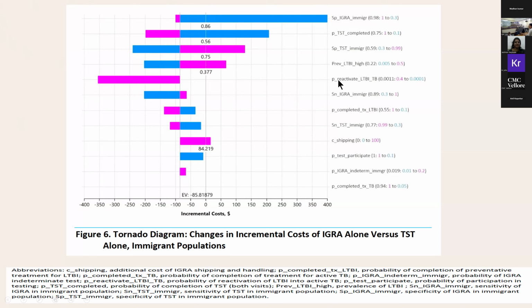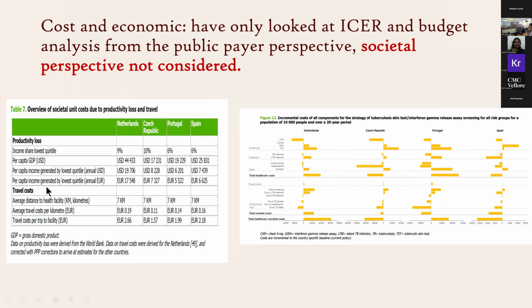One other thing I want to highlight is reactivation TB, so someone having latent TB. If the risk of them getting reactivated and becoming active increases, then the cost of doing the IGRA actually comes down significantly. Like that, they've done it for each of the parameters.